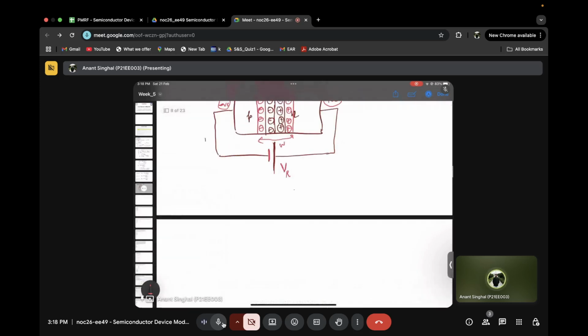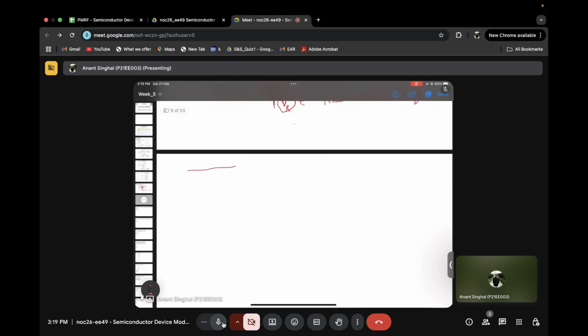Since we have applied a voltage, the Fermi level will not align. There will be a change in the voltage, right? So similarly, there will be a change in the Fermi levels also. The change in Fermi level always denotes the application of any voltage. So let me try to make the band diagram of this. Let's say this is the P side, and this is the N side. This is a diagram for the PN junction.